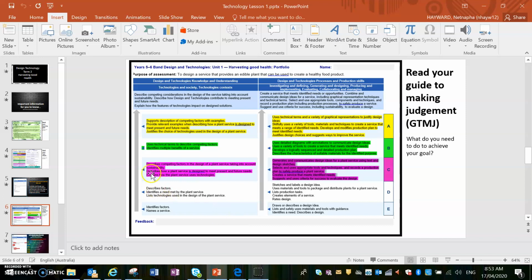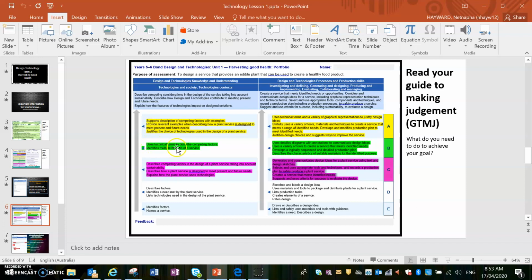For example, have a look at C here: describe competing factors in the design of a plant service, taking into account sustainability. Now for a B, you have to describe but you also have to use technical terms. It's the same thing, but you have to build on it. And then to get an A, you would have to not only use technical terms, but use information to support your description of it. For example, this one here: describe how a plant service is designed to meet present and future needs.